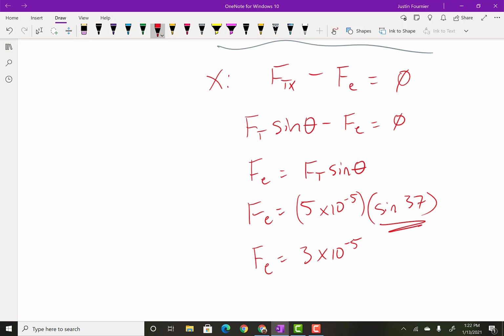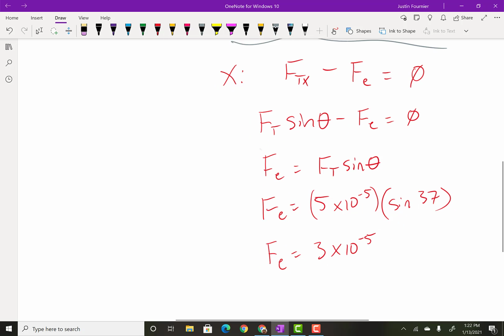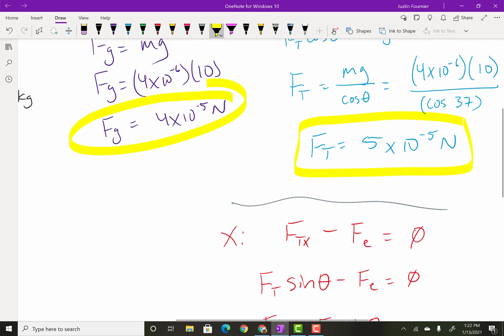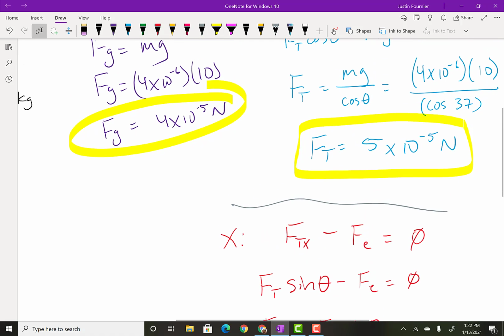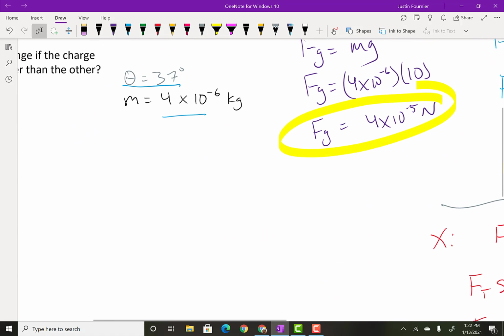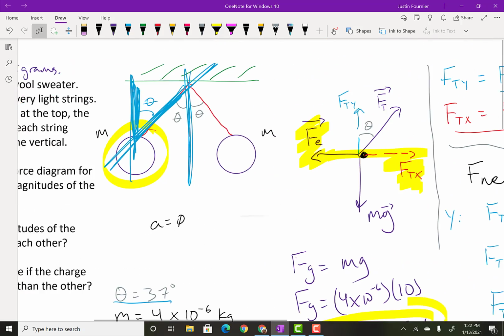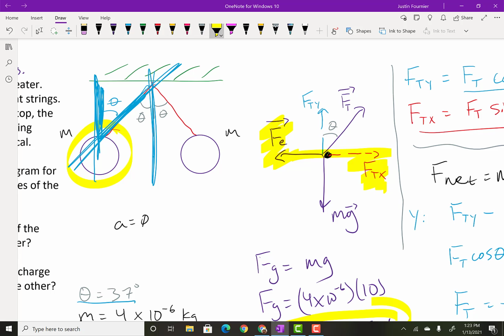I suppose I could have used this, it looks like a 3, 4, 5 triangle, but nah. It's more mindless for me to do it this way. So here we go. There's the electric force then. So I got the electric force, the tension force, and the gravitational force. Hey, 3, 4, 5, right? Cool. Awesome. So we got that. So that was the free body diagram of this one.